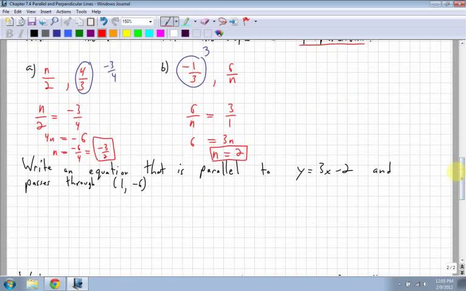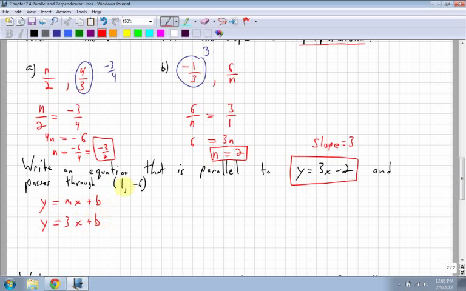Two more questions here. First one is, write an equation that is parallel to this line here. Parallel means same slope, and I can see right away that the slope is equal to 3, and it's got to pass through the point 1, -6. So I set up my equation, y is equal to mx plus b. First thing I need is my slope. I have that already. Because it's parallel to this, it must have the same slope, so it's got to be 3. So y equals 3x plus b.